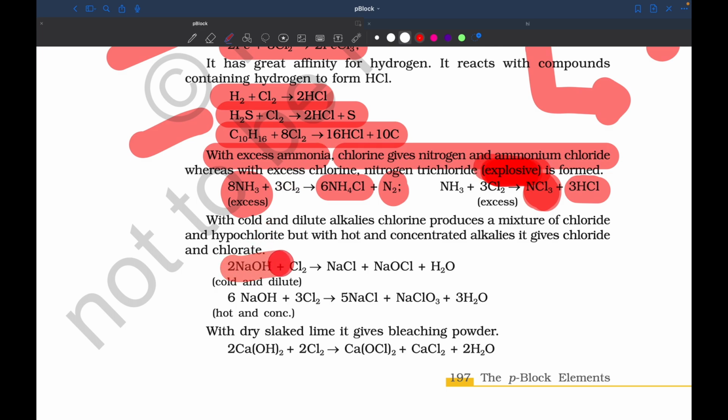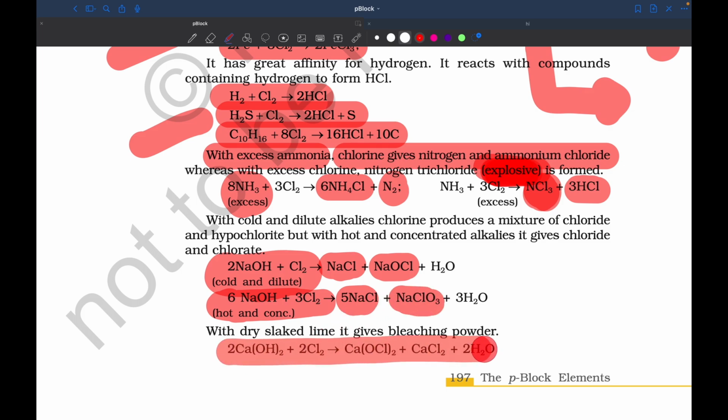Concentration with NaOH: with dilute and cold NaOH gives you NaCl, NaOCl, right? Concentrated and hot NaOH gives you NaCl plus NaClO3, and this is the compound here. Dry slaked lime gives bleaching powder.